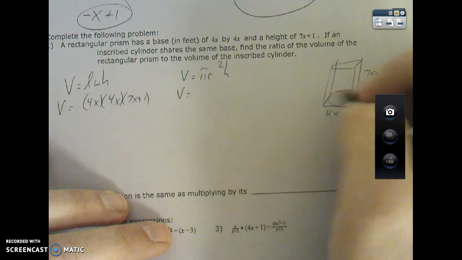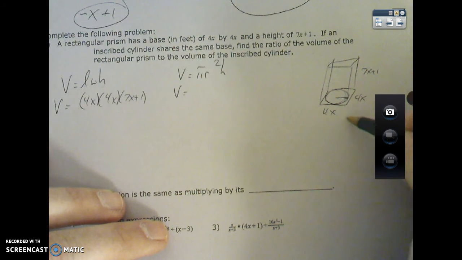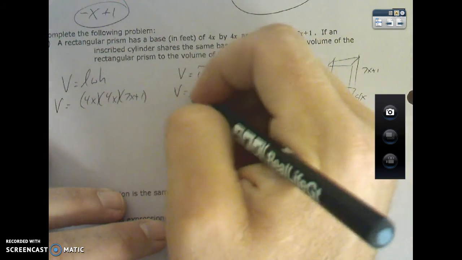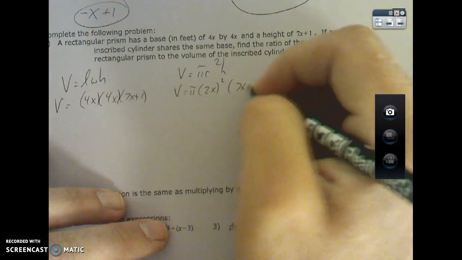If I have a cylinder, it's like this, I want the radius. Can you guys imagine that the radius is half of this length? So what would my radius be? 2x. Okay? So I'd have pi times 2x squared, and my height would stay the same, 7x plus 1.